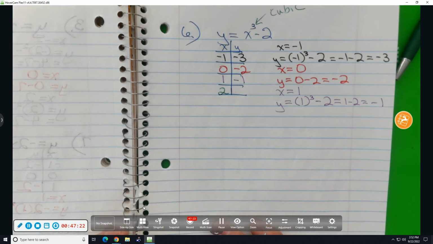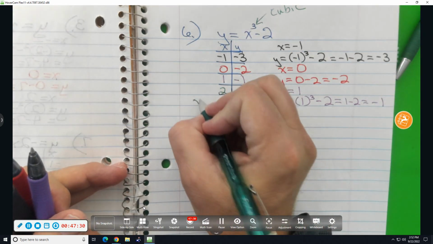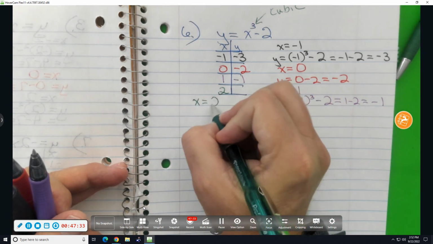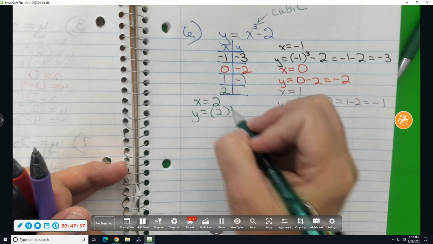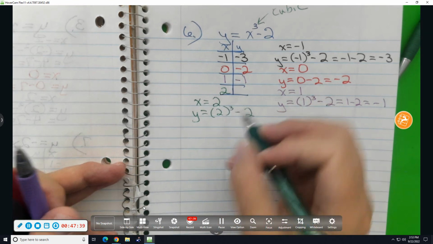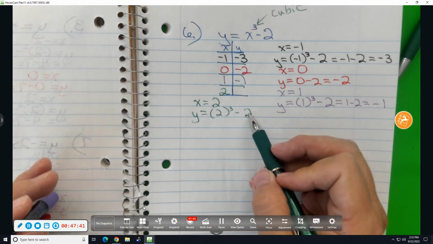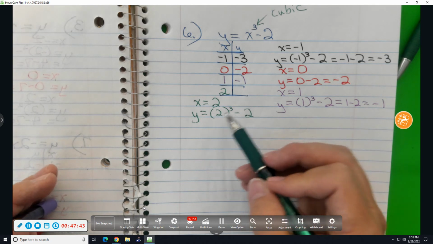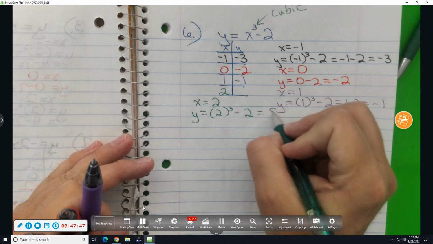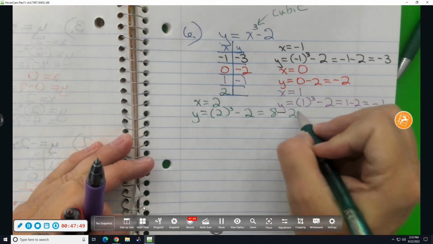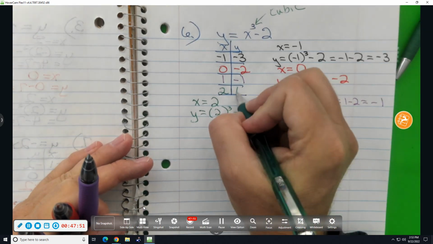And the last one? It's 2 cubed, so it's 2 times 2 times 2, which equals 4 times 2, which is 8. Minus 2, which equals 6, so y equals 6. Okay, so we have 2 cubed minus 2. 2 cubed, I agree. 2 times 2 is 4 times 2 is 8. Minus 2 gives me a y value of 6.